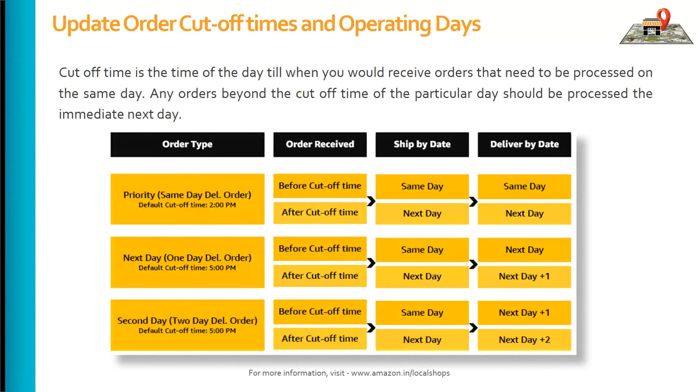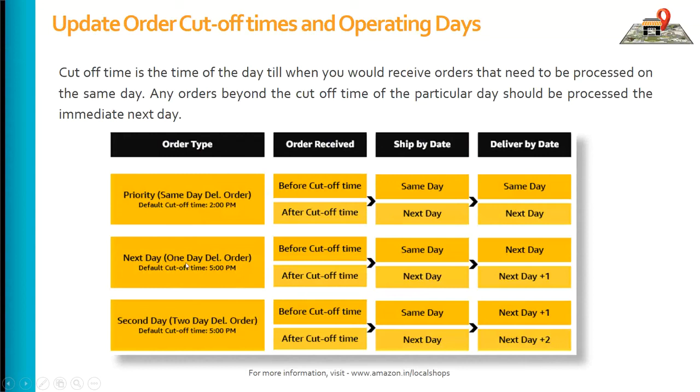So assuming, for example, that you set a default cutoff time for same day as 2 p.m. Any order that you receive before 2 p.m., you'll have to ship the same day, and also deliver the order on the same day, like shown here. And if you receive an order post 2 p.m., you can ship the order the next day and also ensure to deliver the order the next day.